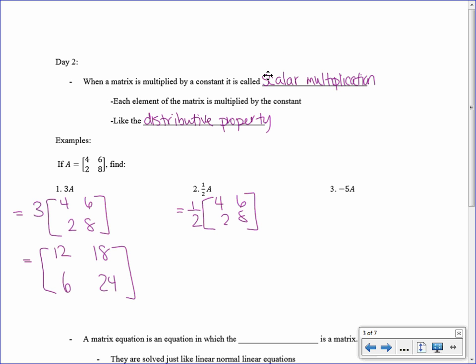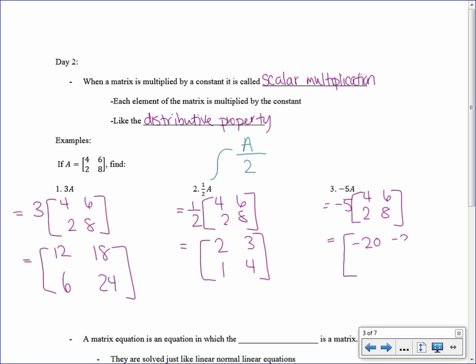Now, it would be kind of silly, but this could have been written as A over 2. Alright, dividing by 2 is the same thing as multiplying by 1/2. It's just kind of easier to see if it's written by multiplication. So 1/2 times 4 will give me 2. 1/2 times 6 is 3. That's 1, and that's 4. And for number 3, they just threw a negative on the outside, but it is the exact same. And if you don't want to recopy the matrix, that's fine. I think it's helpful, but that's just me. Alright, so pretty easy.